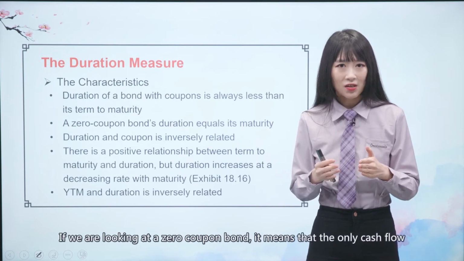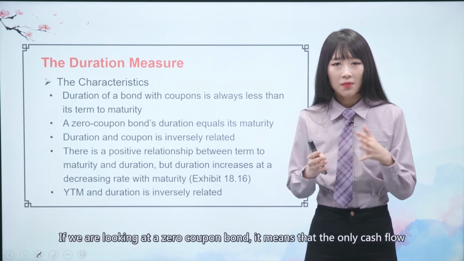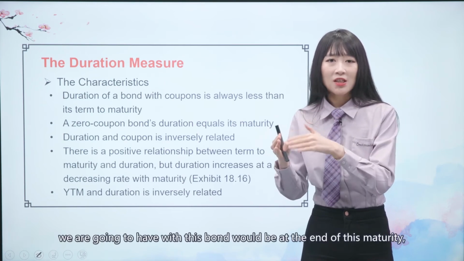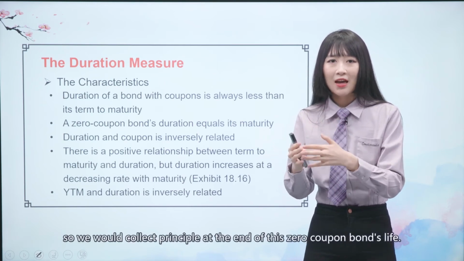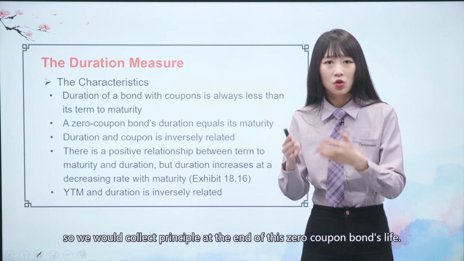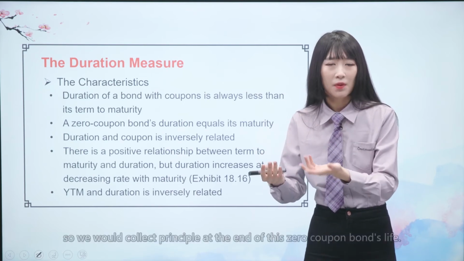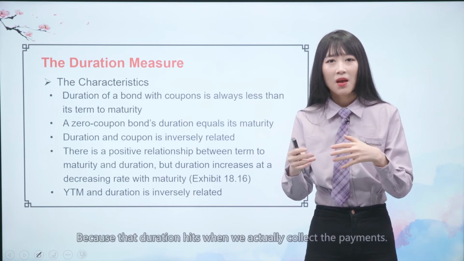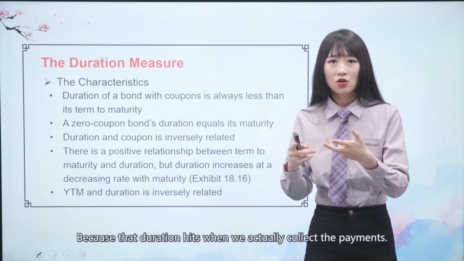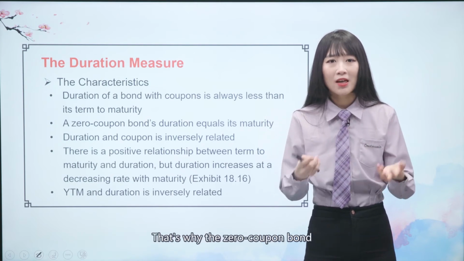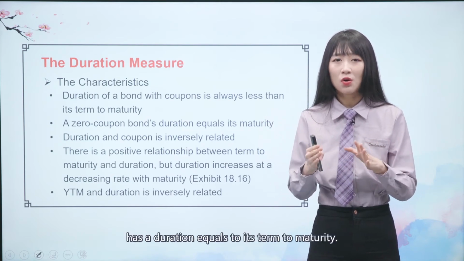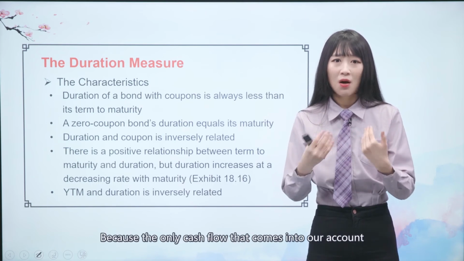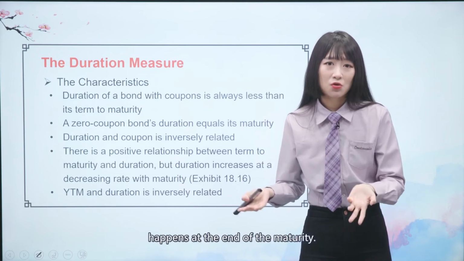If we are looking at a zero coupon bond, the only cash flow we are going to have with this bond would be at the end of its maturity. So we would collect the principal at the end of the zero coupon bond's life. That lines up with the duration, because duration hits when we actually collect the payments. That's why the zero coupon bond has a duration equal to its term to maturity, because the only cash flow that comes into our account happens at the end of the maturity.